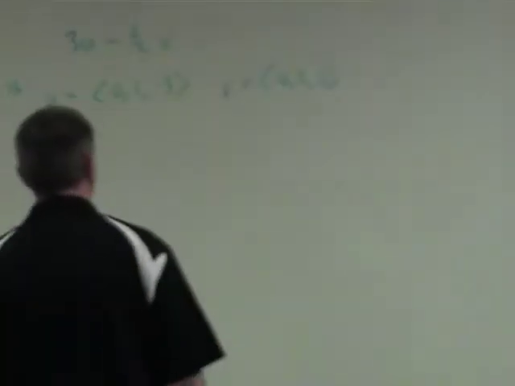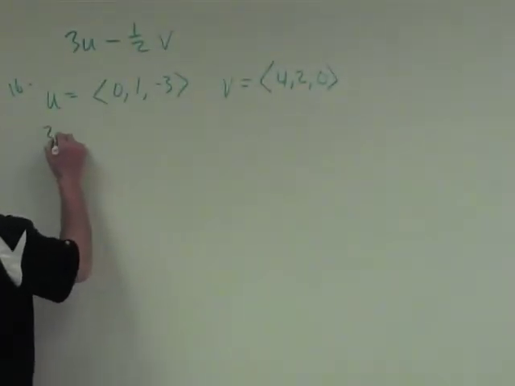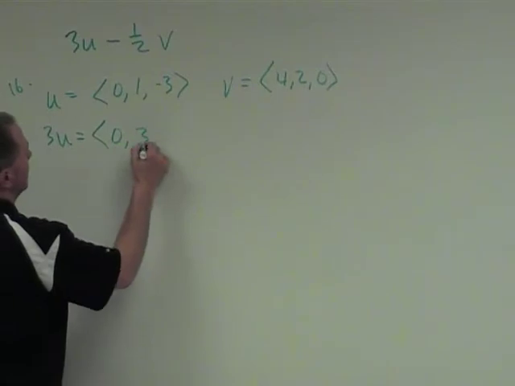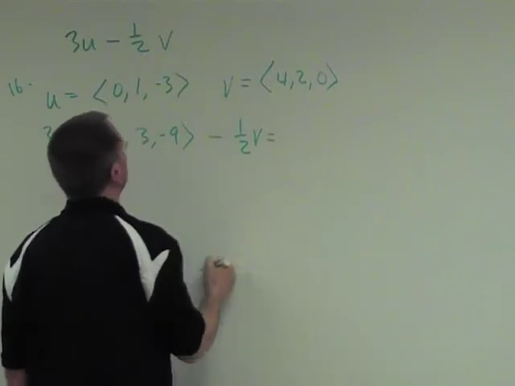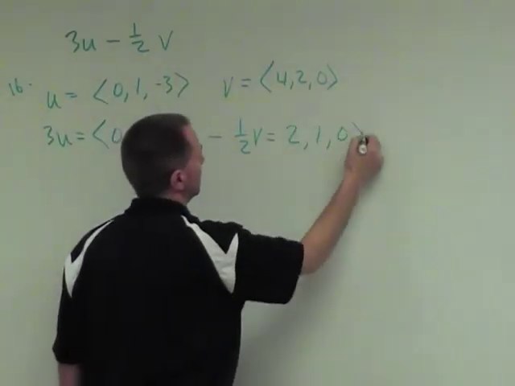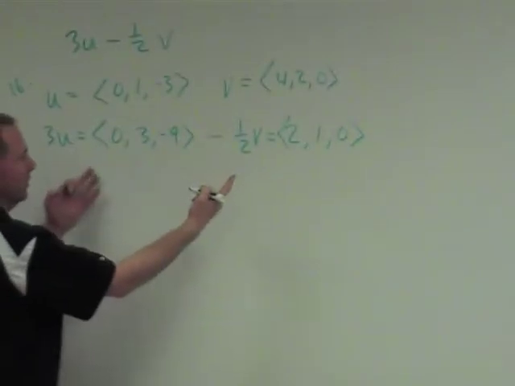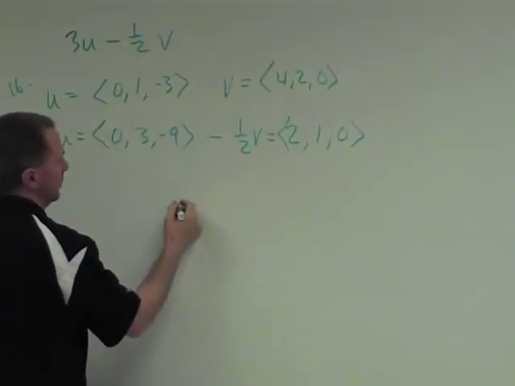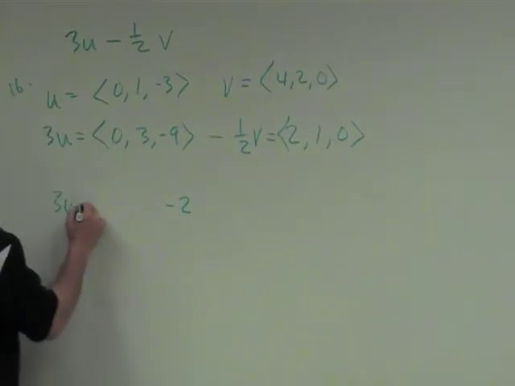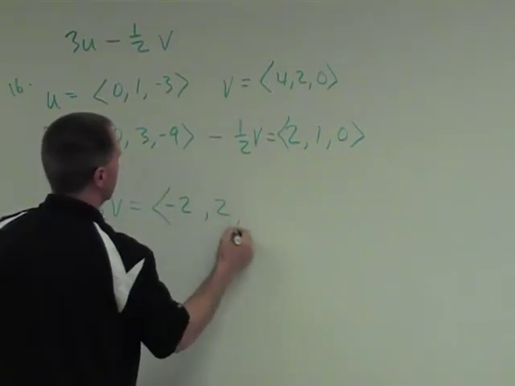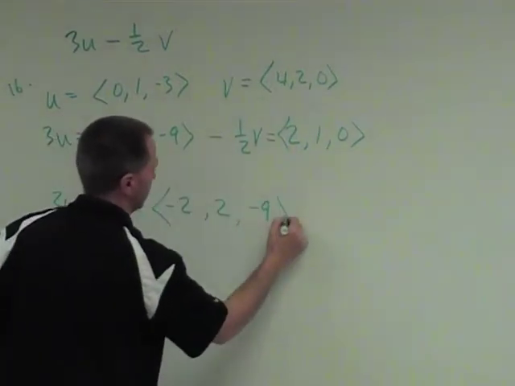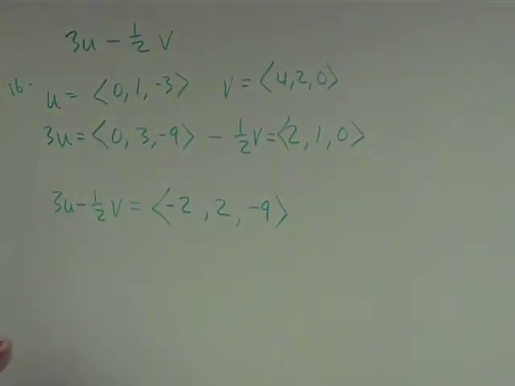Okay, so first thing is take 3 times the u, 3 times each entry. So 3u is going to be 0, 3, negative 9. And then we're going to subtract: you have to take 1/2 times v. 1/2 times v is 2, 1, 0. Now you subtract those. So 0 minus 2 is negative 2. 3 minus 1 is 2. And negative 9 minus 0 is negative 9. Alright, we got it right here. Okay. Why can't you do that on the quiz when I give it to you?